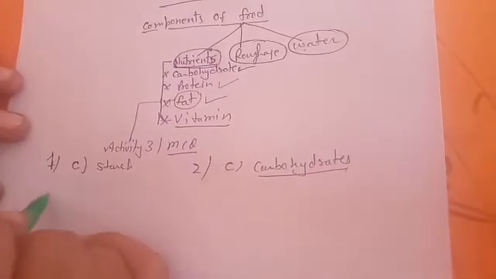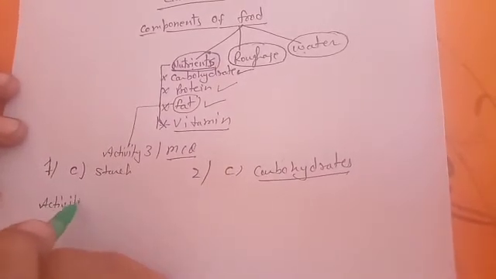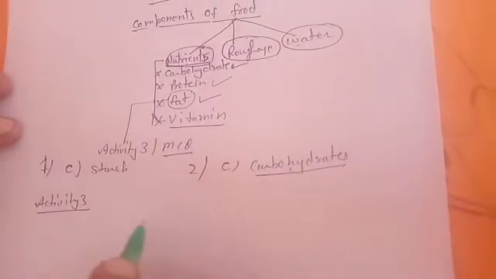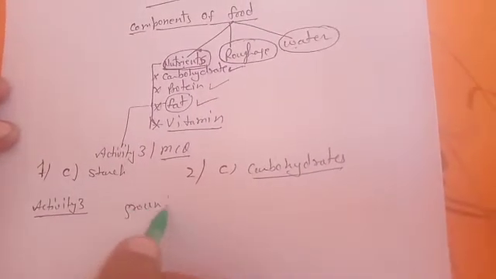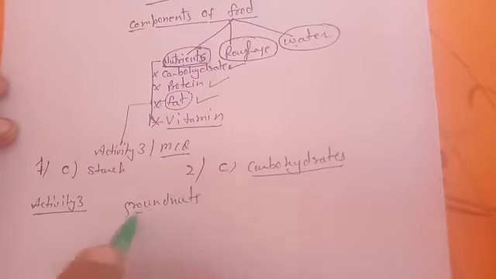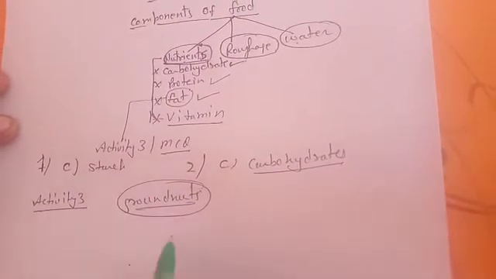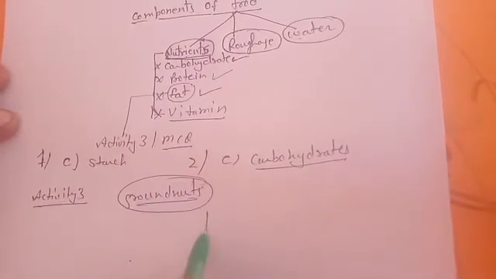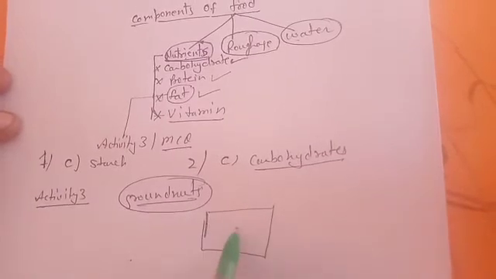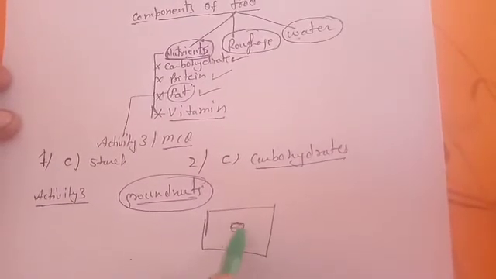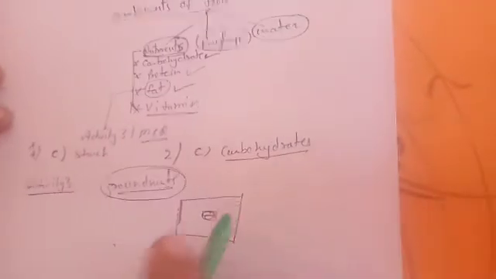Now activity three. First you will take groundnuts. How will you perform it? I am telling you that. Groundnuts, moongphali. What will you do? You will take a clean paper. Suppose this is a clean paper. You will put the beans over here, 2 or 3 beans. Now crush them. After crushing, remove them.